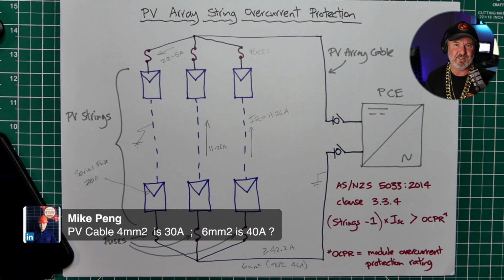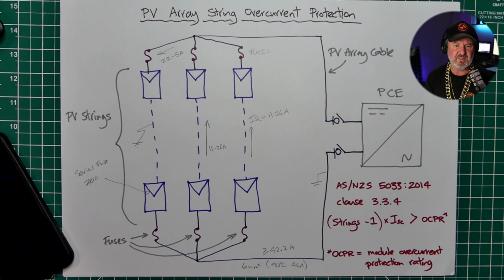It depends whether it's direct buried in ground, closed in conduit in ground, whether it's open and free air, under insulation. All these factors derate or change the rating of a cable. So it's much more complicated than just 4 mil is good for 30. But Mike, that's not a bad number if it is PV cable.